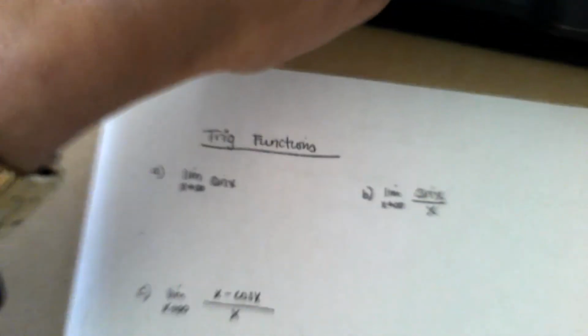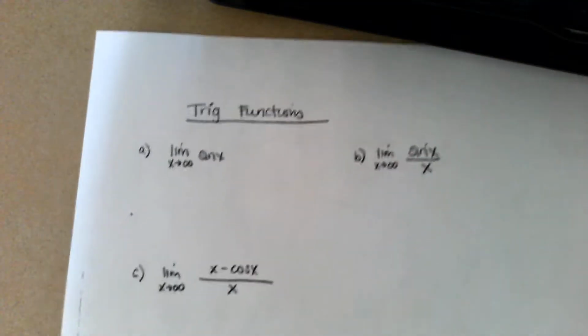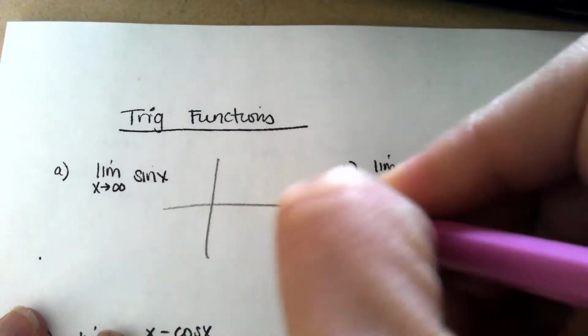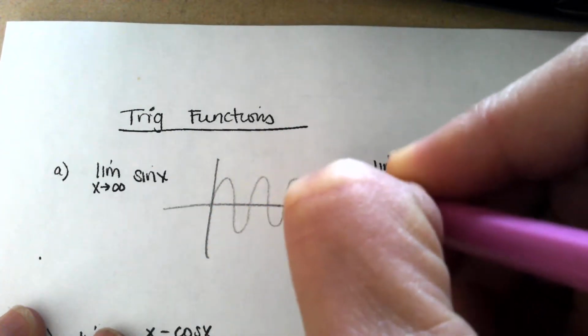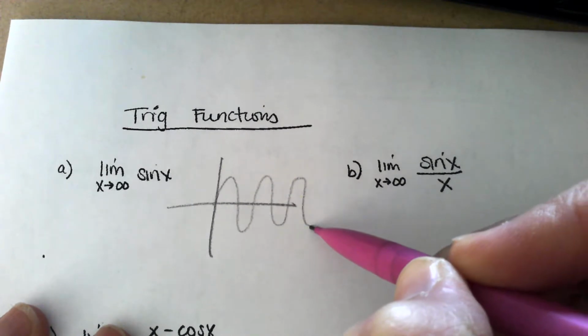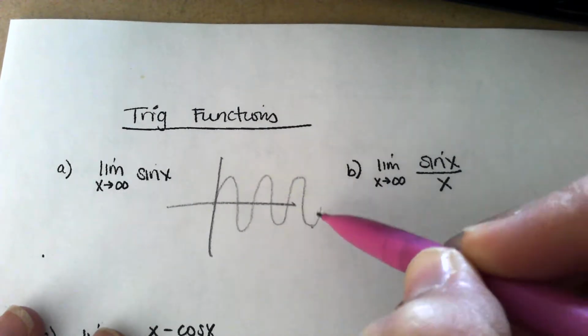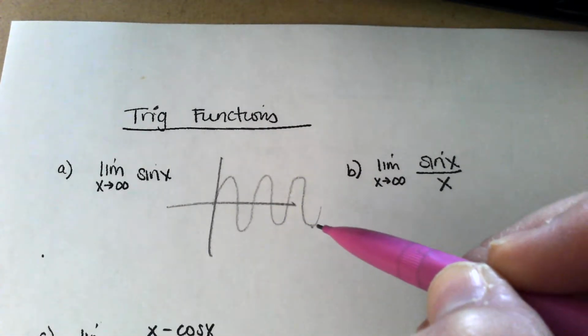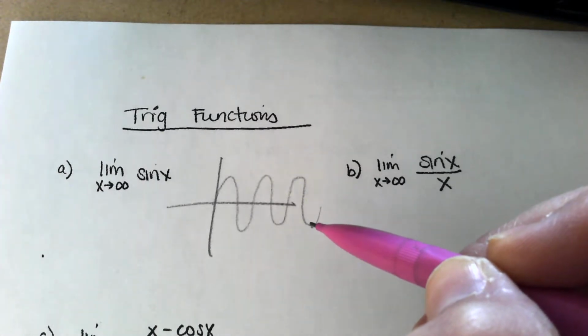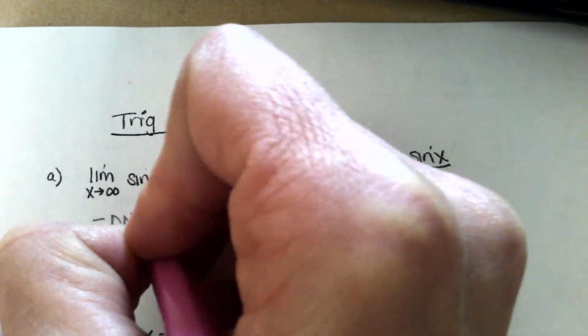Okay, flip over. This first example, just a basic trig function, sine x. We've looked at the graph. We know that the graph constantly is oscillating between negative 1 and 1. So as we go towards infinity, this graph isn't narrowing down on a horizontal asymptote. So this one does not exist. Tori?